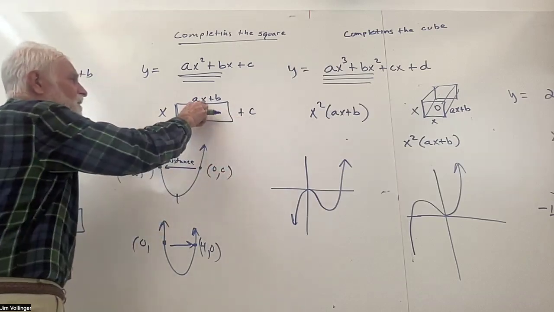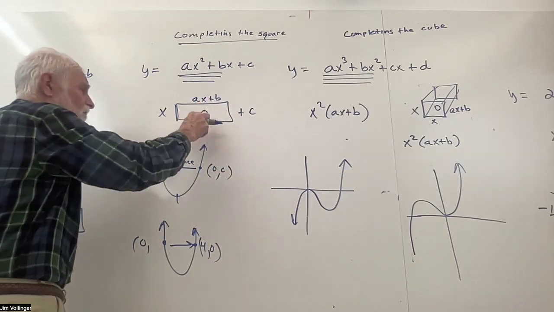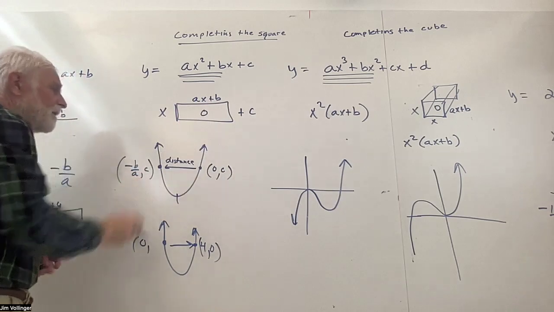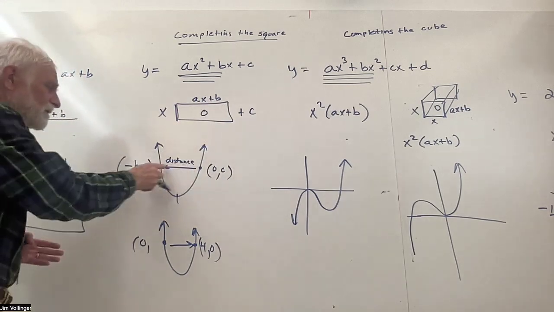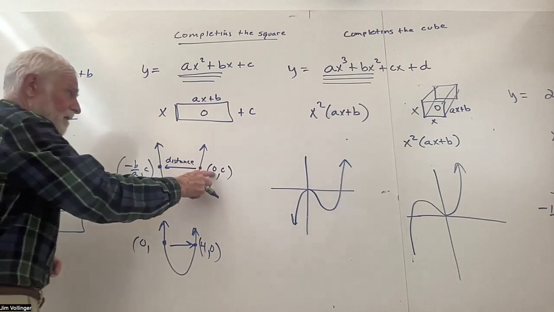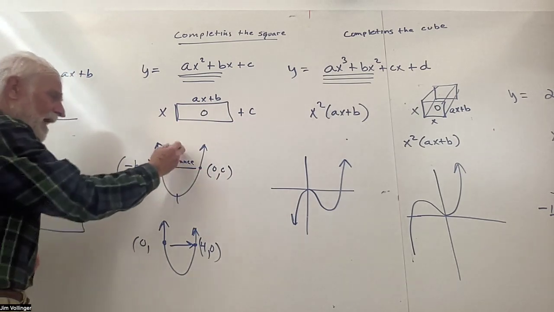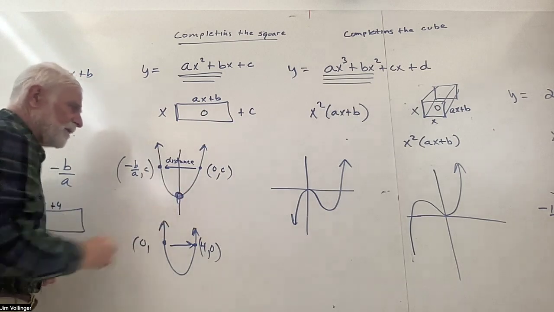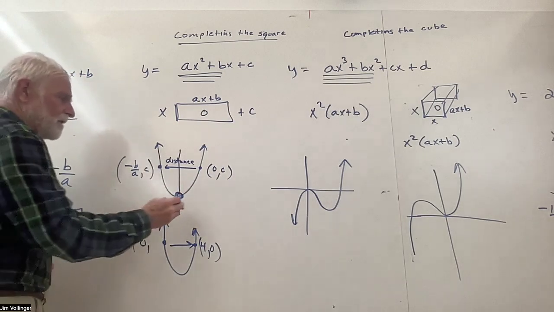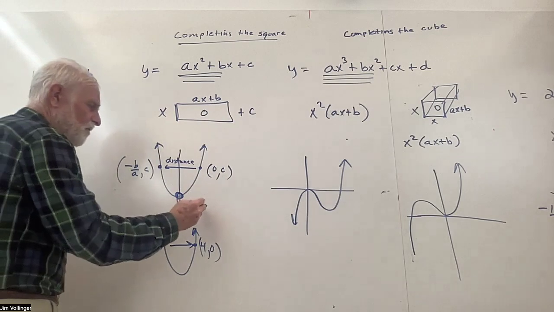If I put minus b over a in here, I get no area in this rectangle, and I get c. So what's in between is a distance, because I'm creating a 0 here, and that distance is minus b over a. Half of that distance puts me at the vertex. So x equals minus b over 2a.